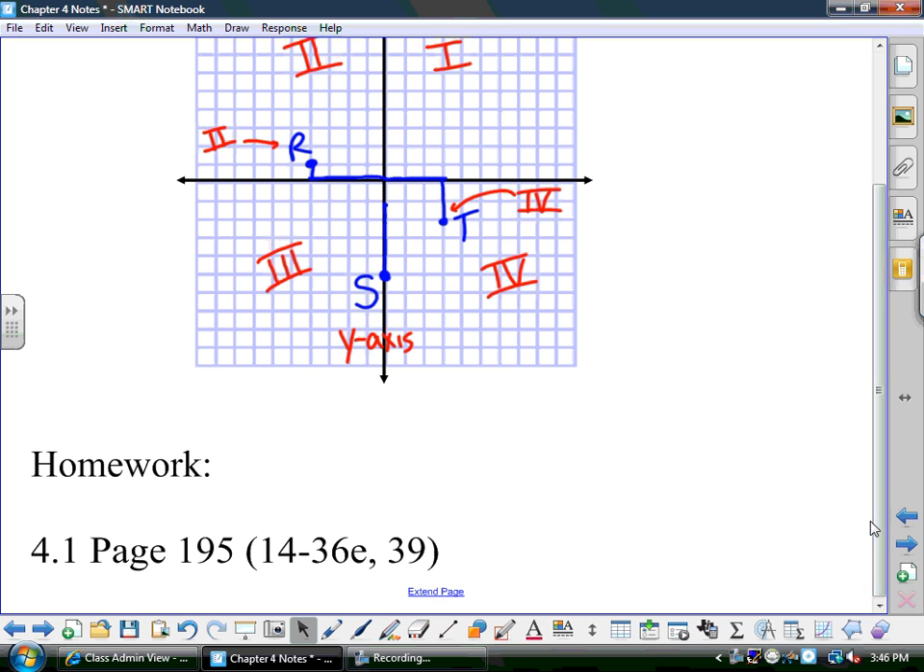The homework assignment for section 4.1 is on page 195, numbers 14 through 36 even, and number 39.